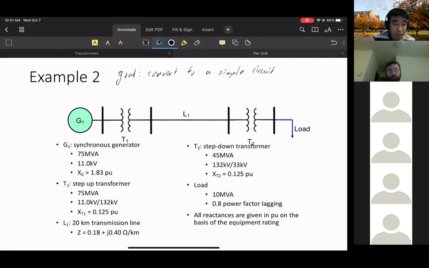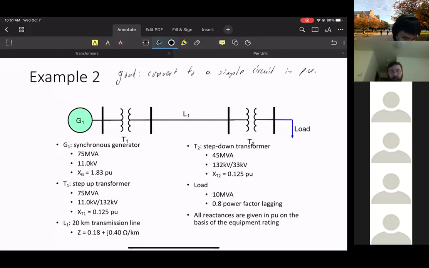Which means I don't want to see the transformers. I want everything to be in the per unit system, so I can do calculations easier. I don't want to refer things back and forth. I want to do one. I want to convert this to a single circuit. And these are pretty common sort of data you see.